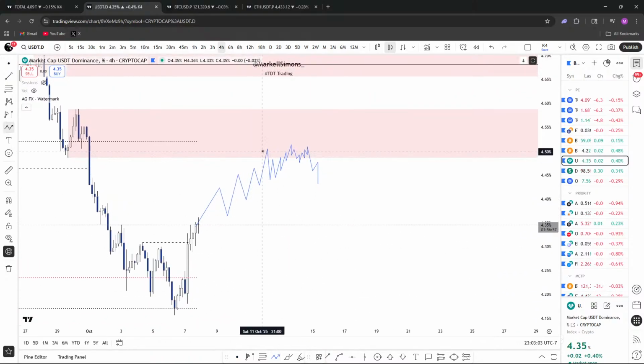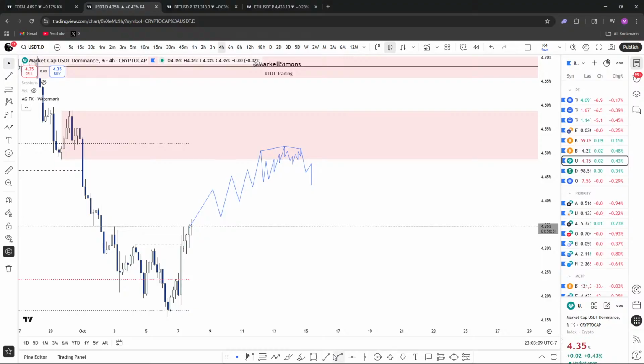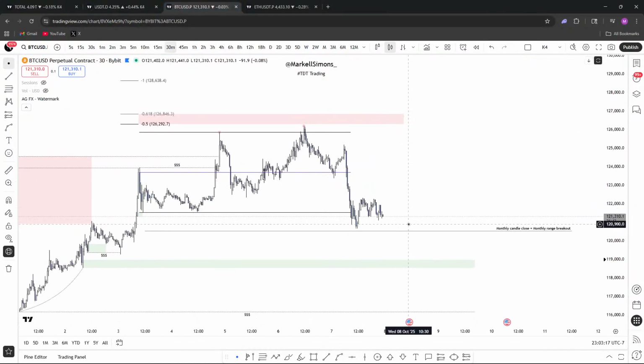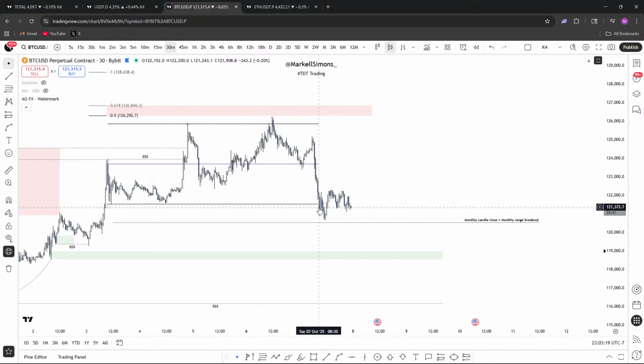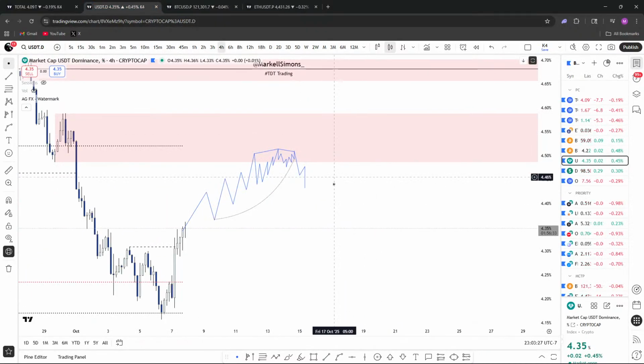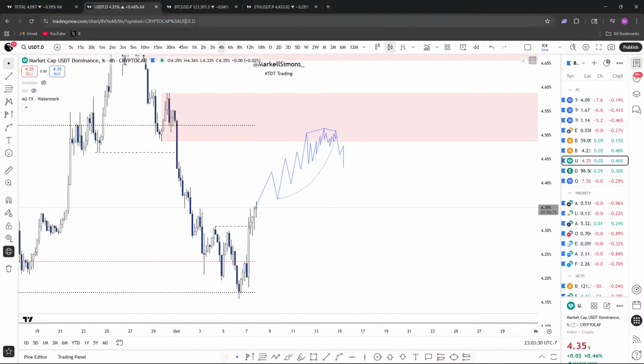But yeah, that's what I would be looking at. Something like this. It just needs to be obvious, right? Because right now BTC, who knows what BTC is doing? We're kind of in a weird spot right now. We could start to accumulate right here. Who knows? I'm gonna break down BTC, but right now I just wanted to break down USDT.